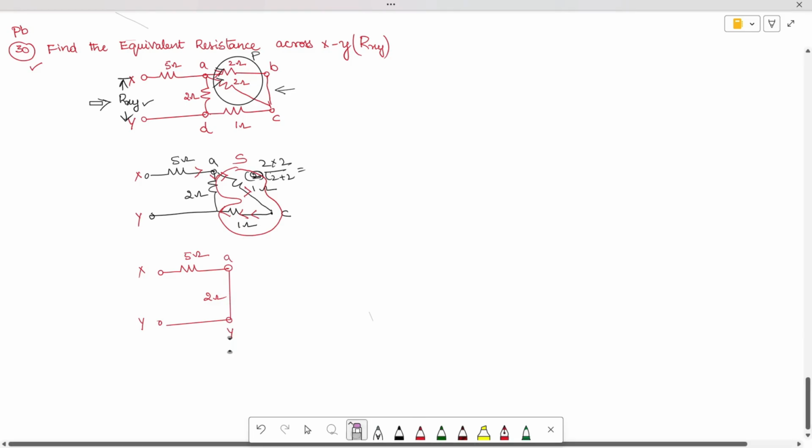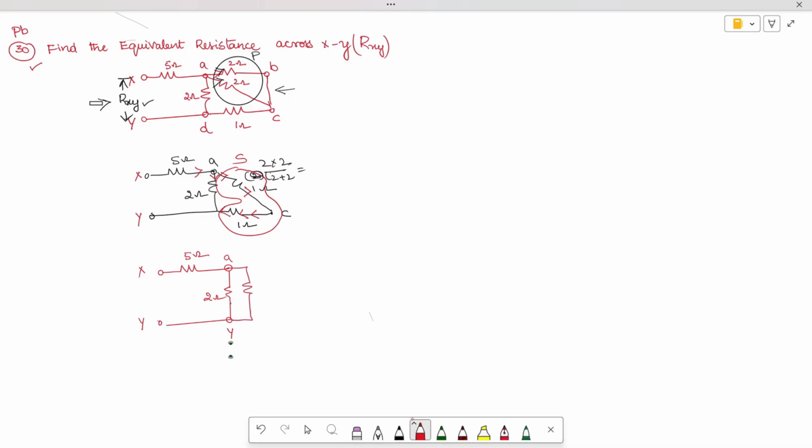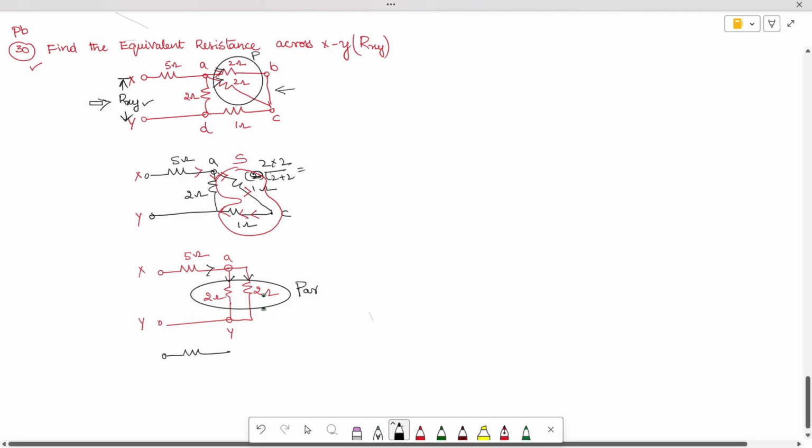Between node A and Y, we are going to have one more resistor. So 1 plus 1 is how much? 2 ohm. And you can see here the current enters and is going to divide. Again, these two are connected in parallel. So whenever they are connected in parallel, we are going to have a 5 ohm resistor connected across X and Y, and a resistor connected across A and Y.